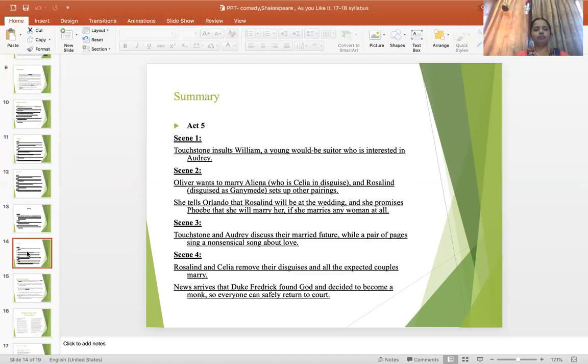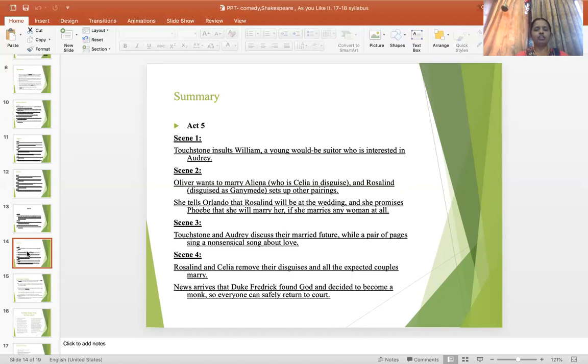In the fifth act, which is the end of the play, Scene 1, Touchstone insults William, a young would-be suitor who is interested in Audrey. In Scene 2, Oliver wants to marry Aliena, who is Celia in disguise, and Rosalind, disguised as Ganymede, sets up other pairings. She tells Orlando that Rosalind will be at the wedding, and she promises Phoebe that she will marry her if she marries any woman at all.